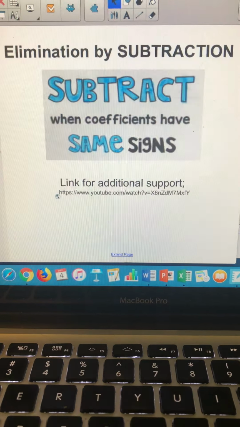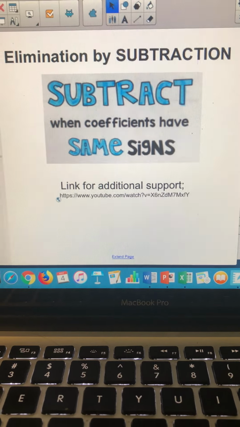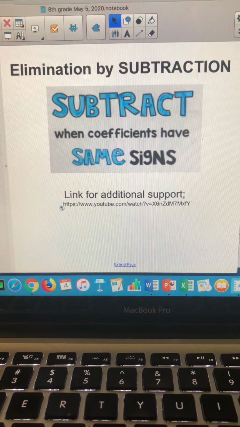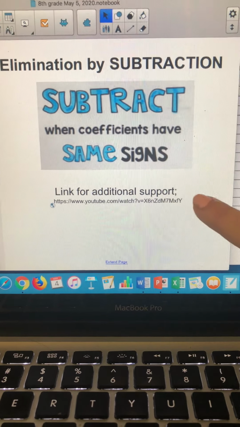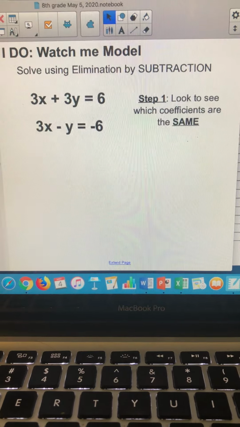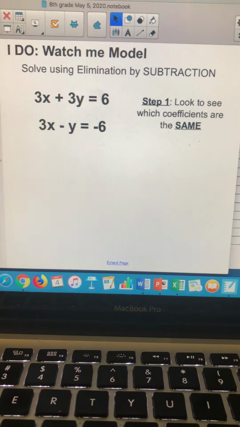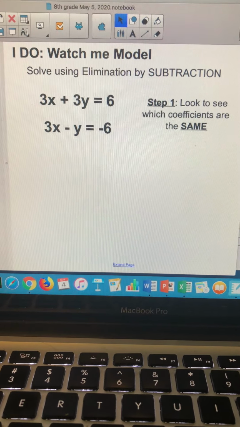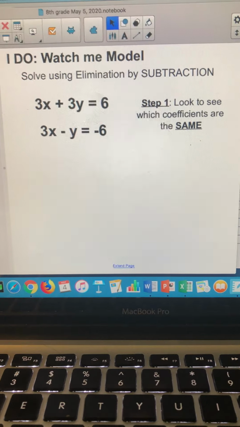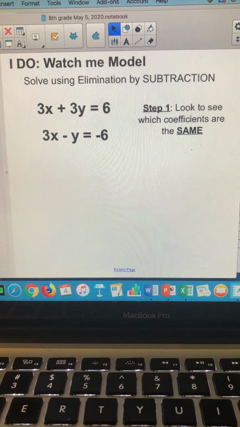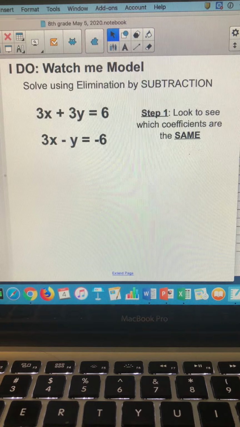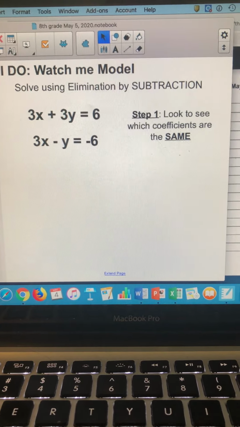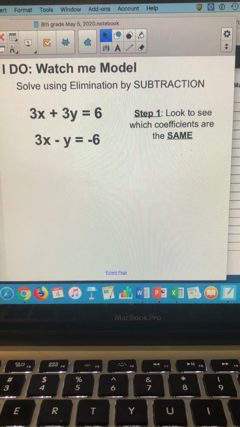Okay, so as mentioned, we're going to be going into elimination by subtraction, and we are going to use subtraction when the coefficients have the same sign. So this is the same link I mentioned before. The process of elimination by subtraction is very similar to addition. It's just now we're going to be looking for when our coefficients are the same. Because if we have the same coefficients, when we subtract them, their difference will be 0, and that variable will now be eliminated.